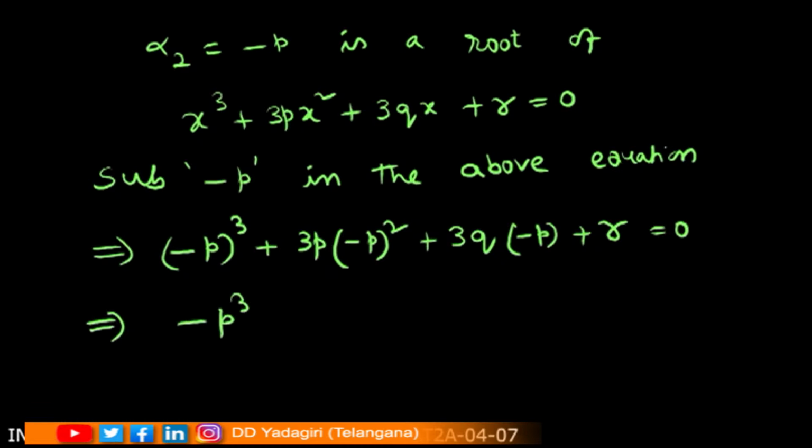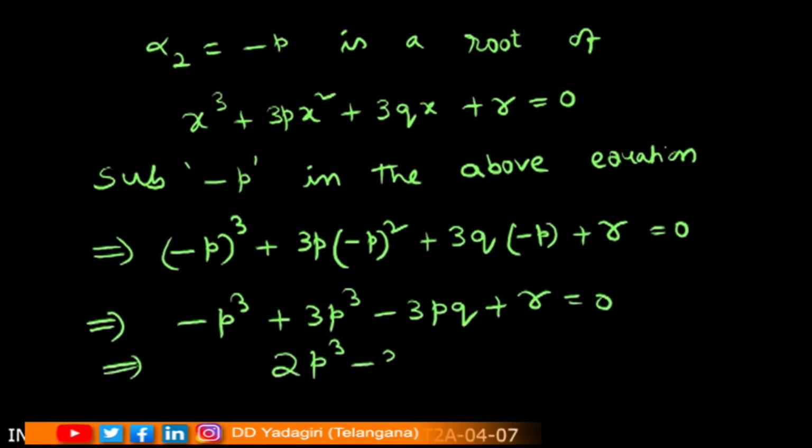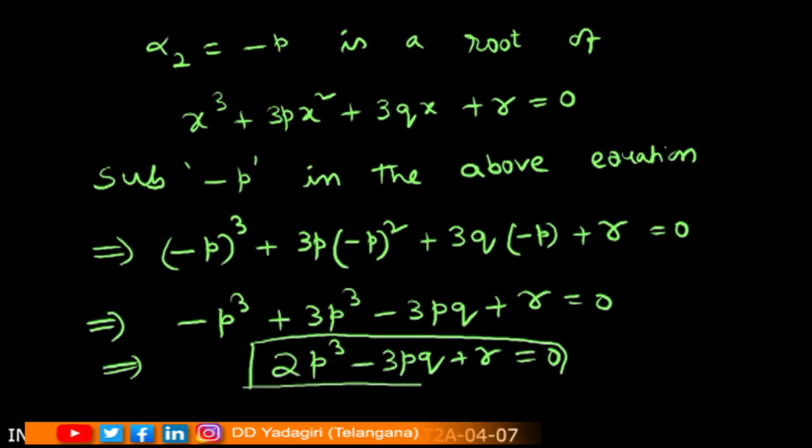Minus p cube plus 3p cube minus 3pq plus r is equal to 0. This implies 2p cube minus 3pq plus r is equal to 0. This is what we are supposed to show. Is it not? See?